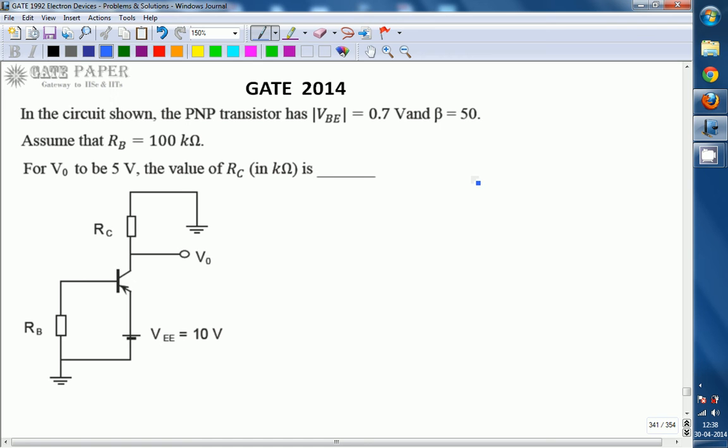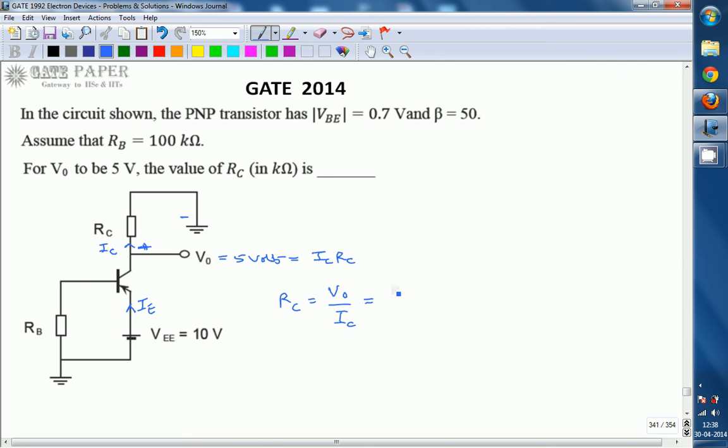We are going to calculate from this circuit. What was given is V0 is equal to 5 volts. V0 is nothing but the voltage from this terminal to ground, so this is the positive terminal and this will be the negative terminal. This is a PNP transistor. The current flowing through this one is IE and the current flowing through this one is IC. So we can write V0 is equal to IC into RC, and from this we can calculate RC is nothing but V0 divided by IC.